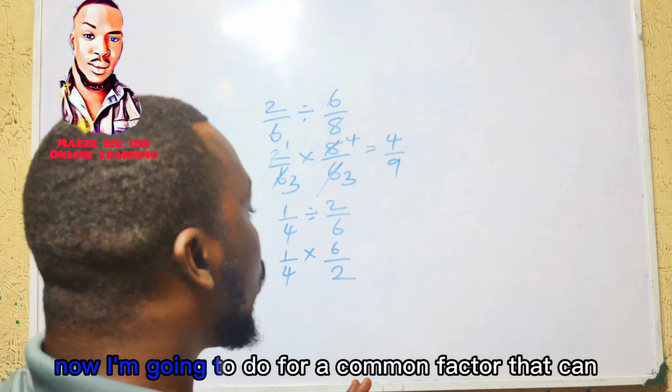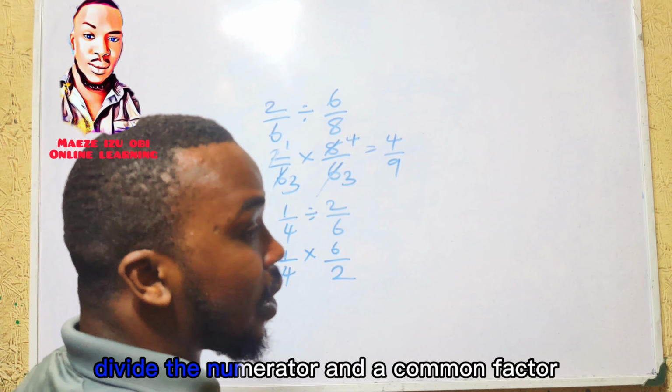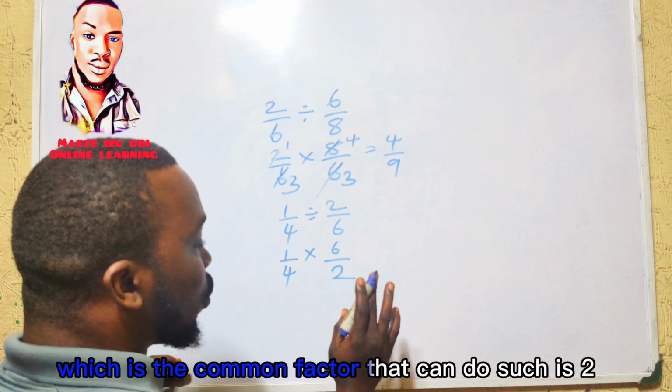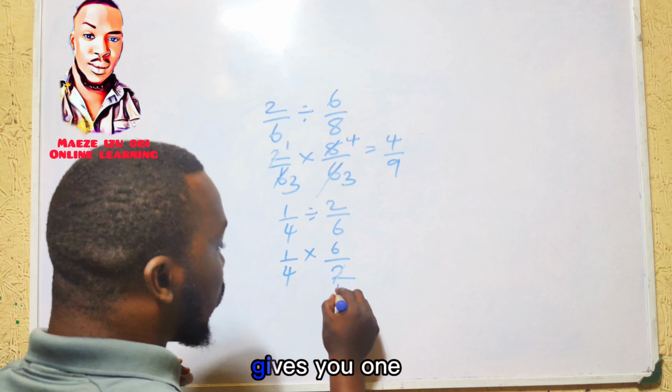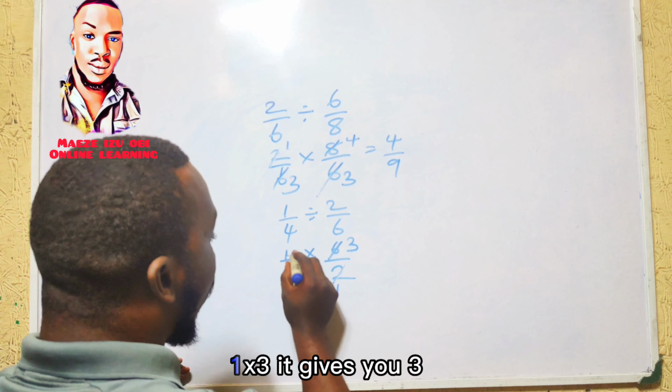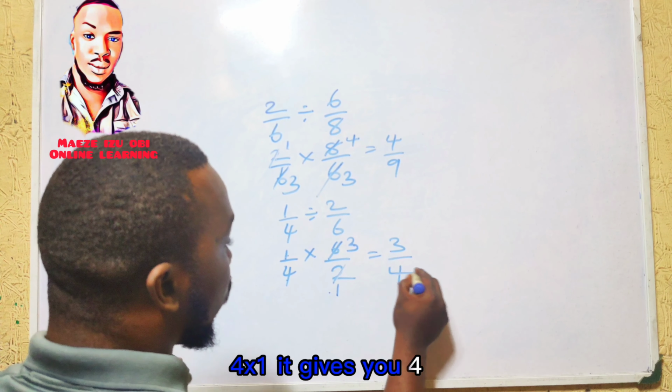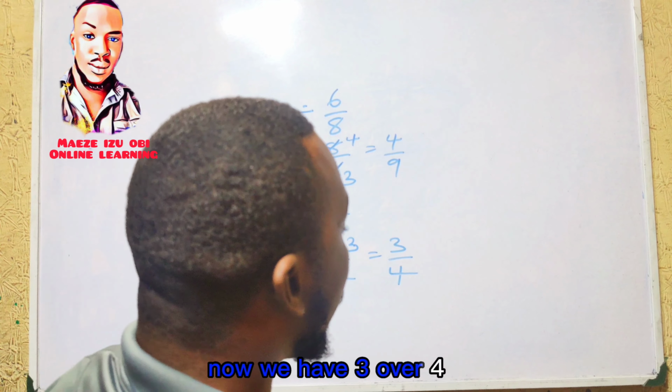The next thing now, I'm going to look for a common factor that can divide the numerator and a common factor that can divide the denominator. The common factor that can do such is 2. 2 divides 2, it gives you 1. 2 divides 6, it gives you 3. 1 times 3, it gives you 3. 4 times 1, it gives you 4. Now we have 3 over 4 as the answer.